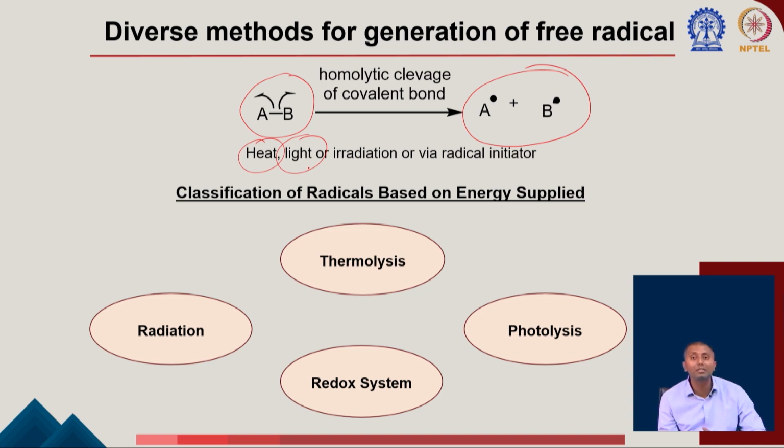It could be thermolysis, which means you are giving heat so that the weaker bond gets cleaved to form the radical. There could be radiation or photolysis using UV light, which can also cleave those bonds to generate radicals. And then I am going to include photoredox chemistry, which is recent chemistry using visible light, where a redox system can be used in catalytic amounts to generate a free radical in the reaction.